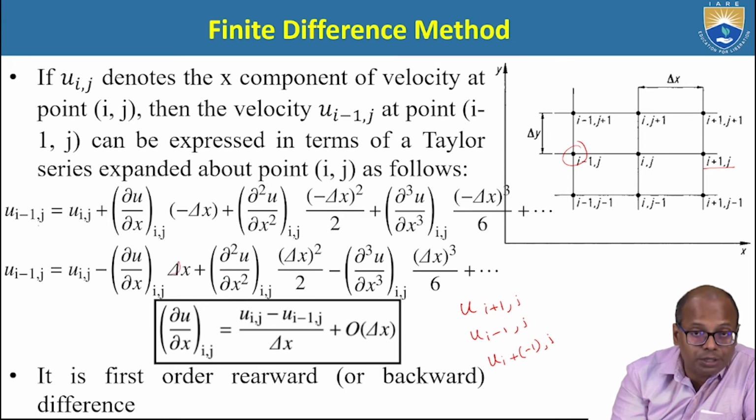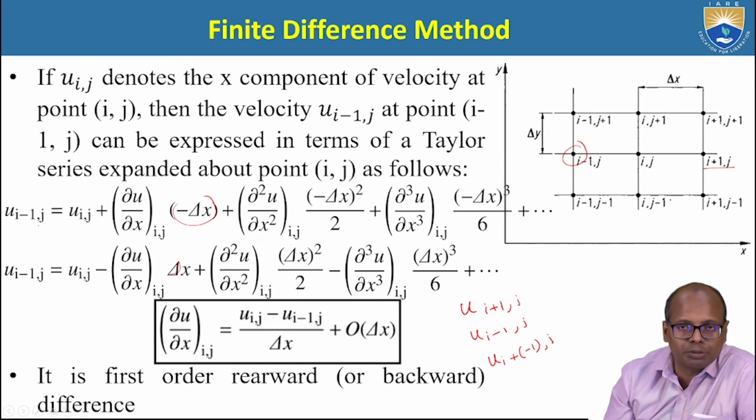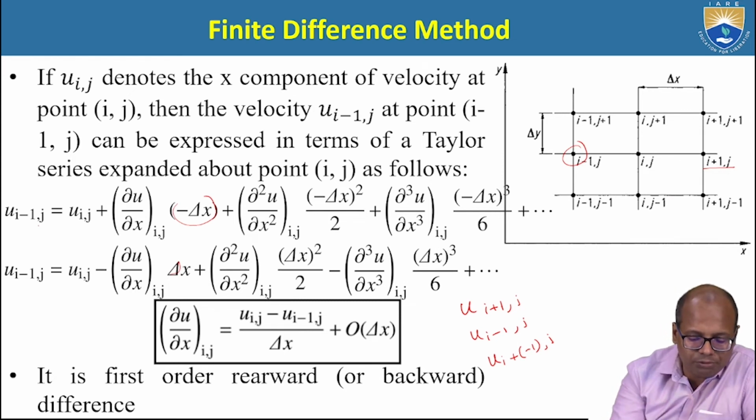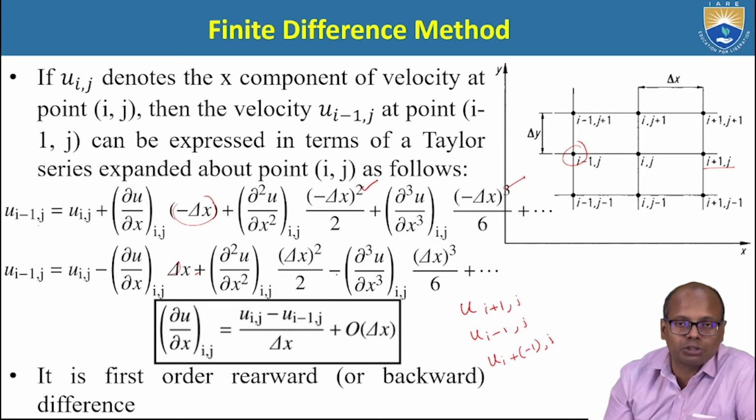Here, in place of delta x, I have to put minus delta x square, minus delta x cube. Like that, if I put it in the previous Taylor series, I will get the Taylor series for u i minus 1, j. So if I simplify, this one is having power 1, so I will get a negative. Here the power is 2, so I will get a positive term. Here the power is 3, I will get a negative term here.